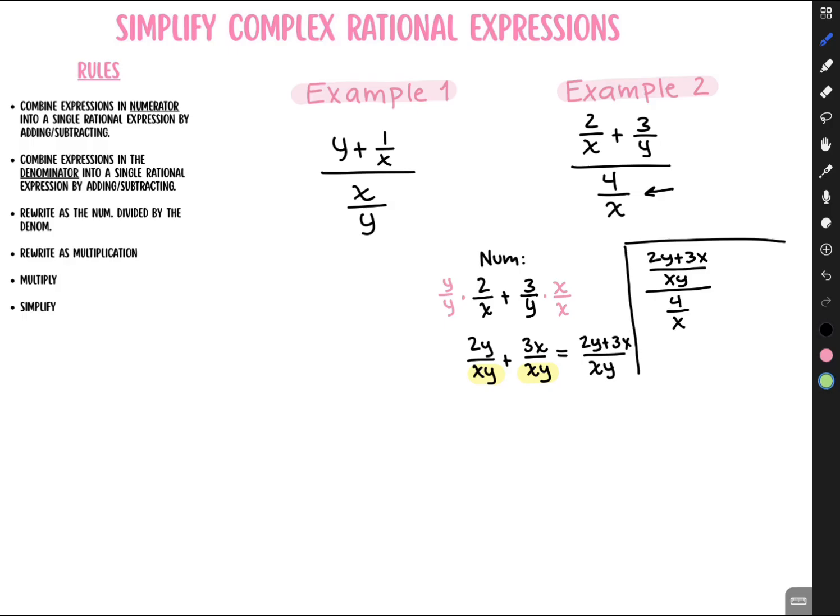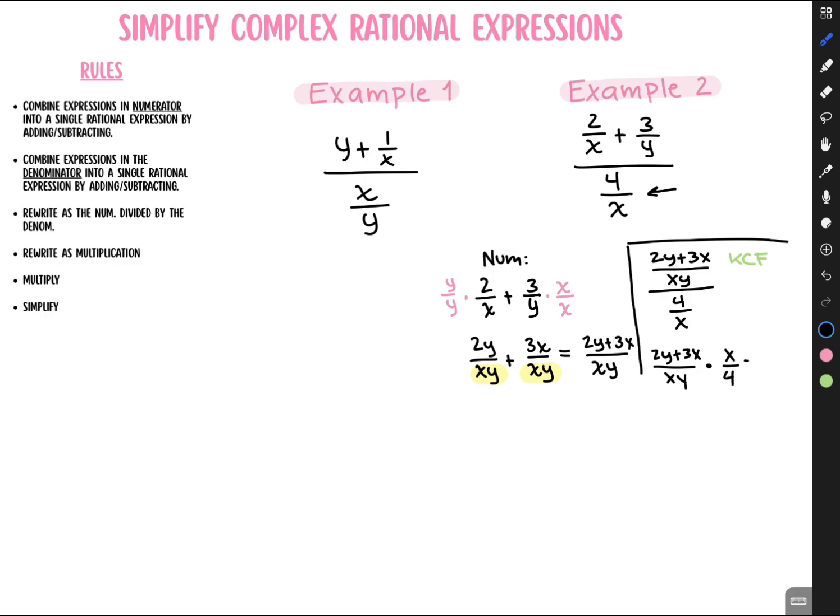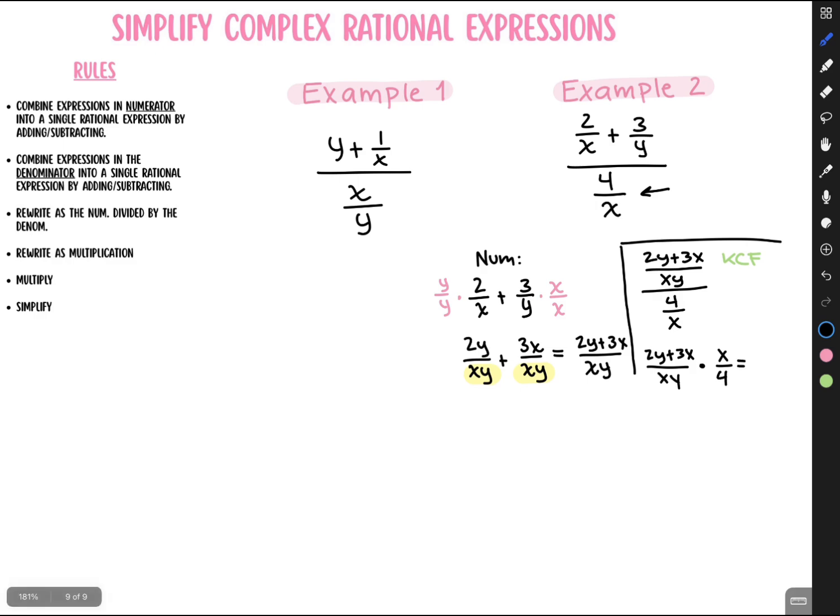All right, again, here we have a division. We need to rewrite it as multiplication by using KCF, keep, change, flip. We are going to keep our numerator, 2y plus 3x over xy, change our division to multiplication, and flip our 4 over x so that it becomes x over 4. So let's go ahead and multiply. 2y times x is 2xy plus 3x times x, 3x squared, over 4 times xy is 4xy. So this right here is our simplified rational expression.